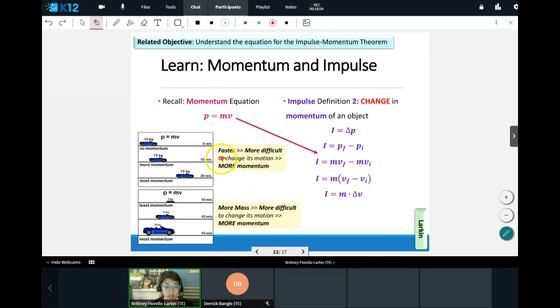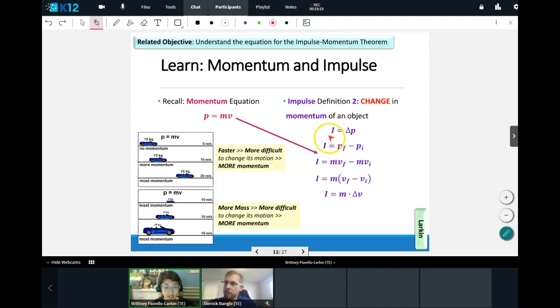So here we talked about how if you're moving faster, right, it's more difficult to change your motion, you have more momentum, it's going to hurt a lot more. And if you have more mass, again, it's more difficult to change your motion, and therefore you again have more momentum and it hurts more. So today we're going to see about where that hurt comes from, this change in momentum, this collision that occurs.